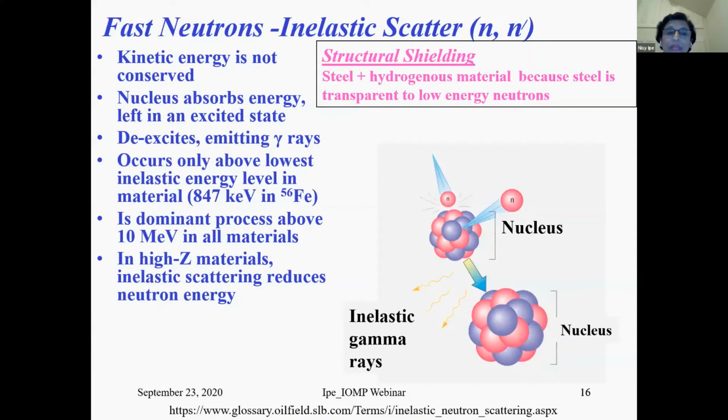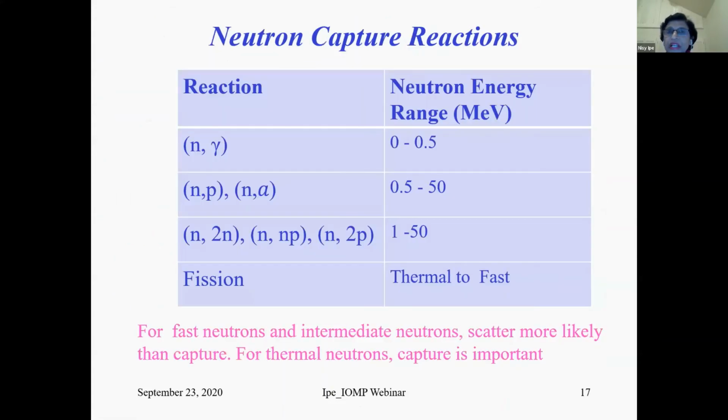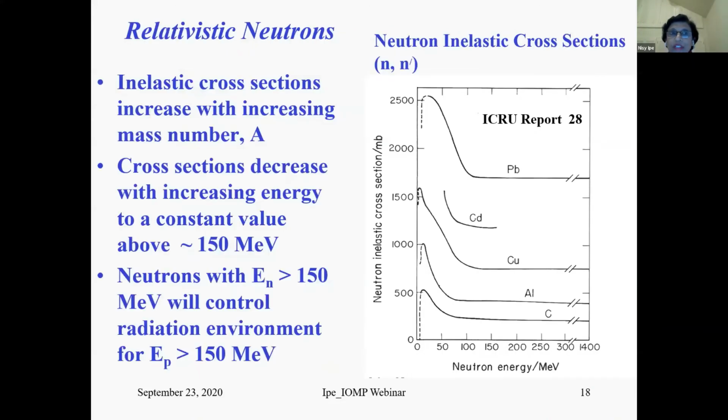Now, in high atomic number materials, inelastic scattering will reduce the neutron energy and thus make the hydrogenous material that follows much more effective. So if we use steel shielding, we must always have some hydrogenous material following the steel because steel is transparent to some low energy neutrons, as I will describe later. Now, there are also various neutron capture reactions as shown in this slide. And what's important to remember is that for fast neutrons and intermediate neutrons, scatter is much more likely than capture, whereas for thermal neutrons, it's the capture that's important.